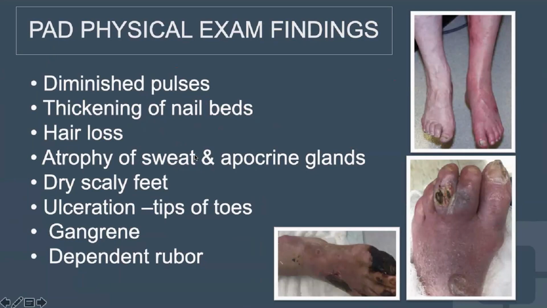Physical exam findings, what do we find on these patients? Well, we have diminished pulses in a patient who may have cramping or leg pain. That would clue you into peripheral arterial disease or lack of pulses.